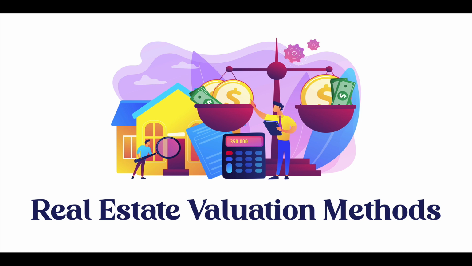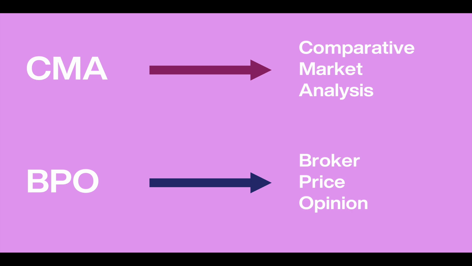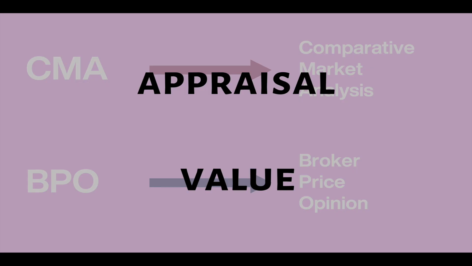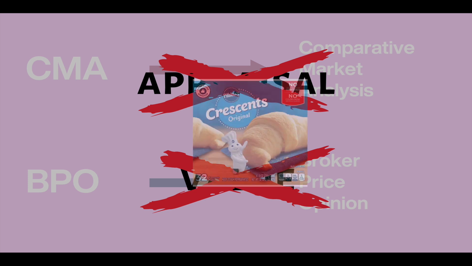Remember that what we do as agents, either a CMA or comparative market analysis, or a BPO, a broker price opinion, are not the same as what a licensed appraiser can do. They can never be called an appraisal and can never be promoted as a way to find the value of a home. What we do as real estate agents is the equivalent of comparing a Pillsbury crescent roll to a fresh baked croissant by a French-trained pastry chef.